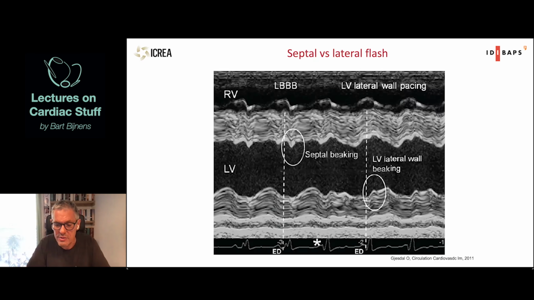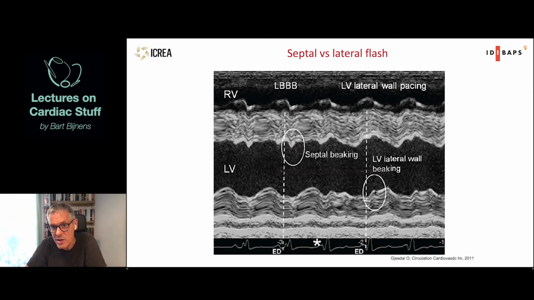Now, to show that this really is because of the differential activation and timing, here you see animal experiments done in Oslo, where a left bundle branch block is being induced. So you see this septal flash, septal beaking, as has been told also. If instead of this natural left bundle branch block, where the first activation is in the septum coming from the right ventricle, as we said before, you very early pace the lateral wall before the septum is actually being activated, you have this lateral flash. So you see here this flash.